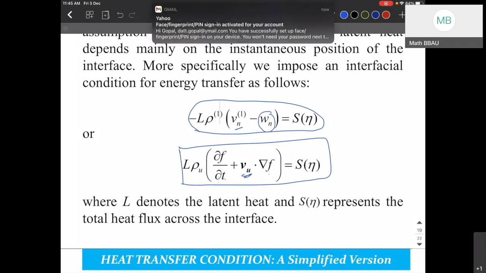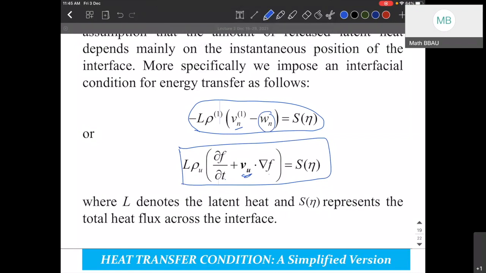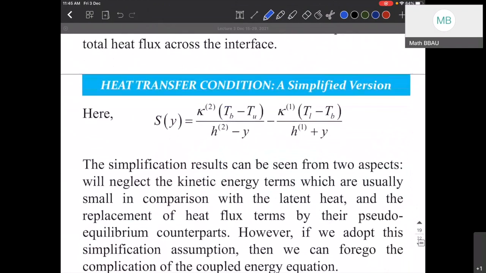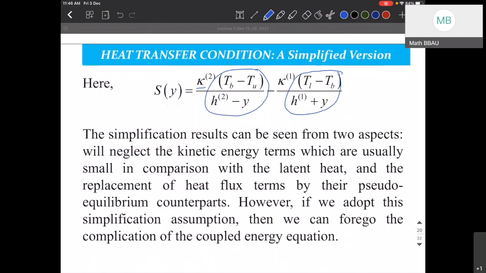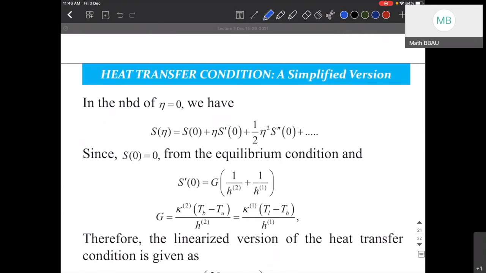And this equation is largely used in instability analysis. Here S_eta can be written as kappa_2 del T_2 upon del n minus kappa_1 del T_1 upon del n, and so we get the simplified version. And what we generally do in the linear case is expand S_eta in the neighborhood of eta equal to 0, so we get S_0 and S dash 0 and so on.